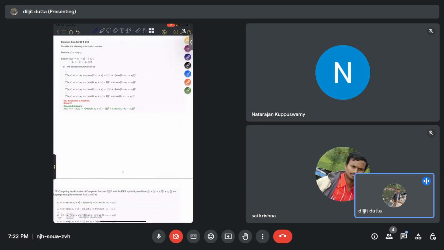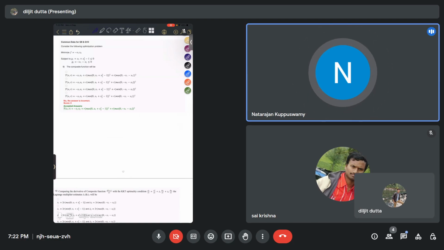Okay, let's see the next question. Minimize f equals minus x1 x2 subject to g1 equals x1 plus x2 square minus 1 less than or equal to 0, and g2 equals minus x1 minus x2 less than or equal to 0.